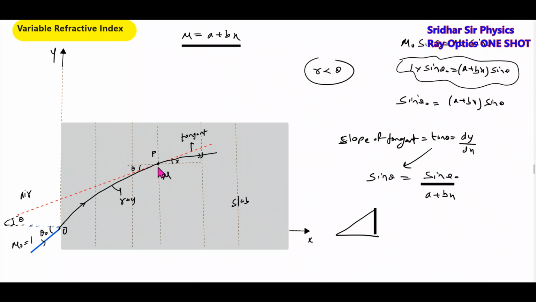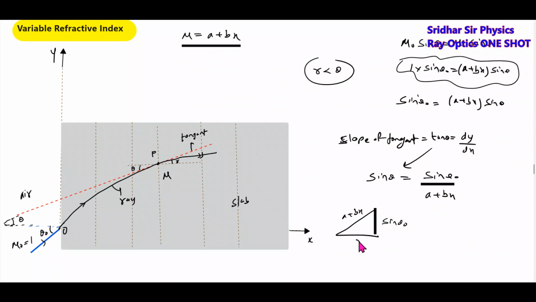Then here at point P, I'll draw a tangent to the path of the ray. It will make an angle theta. Now, theta is what? The angle of incidence at point P. At the same time, what is tan theta? Tan theta is a slope, so tan theta we write as dy by dx. So I have the sine theta equation. What is sine theta? Sine theta naught by A plus Bx. Tan theta is there. So from sine theta, what can we write here? Sine theta, we can write as sine theta naught.